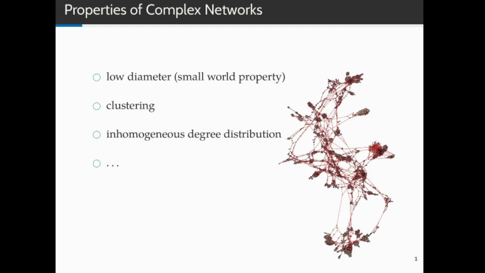The relationship between the degree of a vertex and the number of vertices which have this degree has often been approximated by a so-called power law distribution. And the preferential attachment model has been introduced by Barabasi and Albert and tries to explain this behavior. It tries to explain how a network reaches the degree distribution that we observe in the real world.